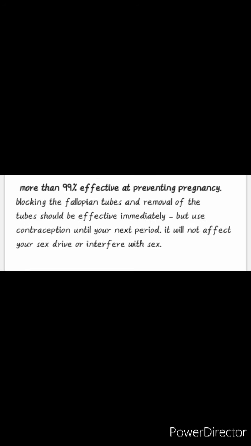The advantage of this and disadvantage is it is more than 99 percent effective at preventing pregnancy. Blocking the fallopian tube and removal of the tube should be effective immediately, but use contraception until your next period. It will not affect your sex drive or interfere with sex.